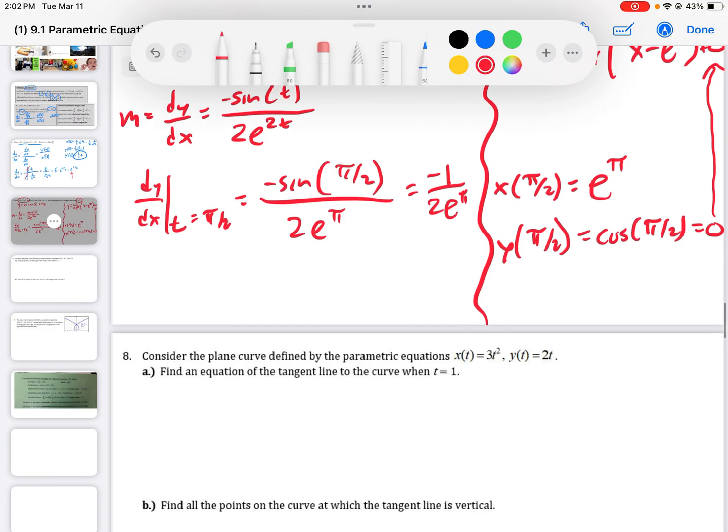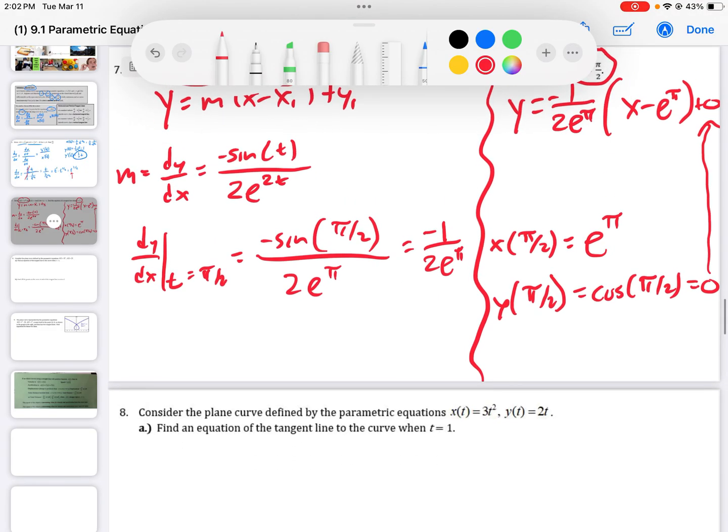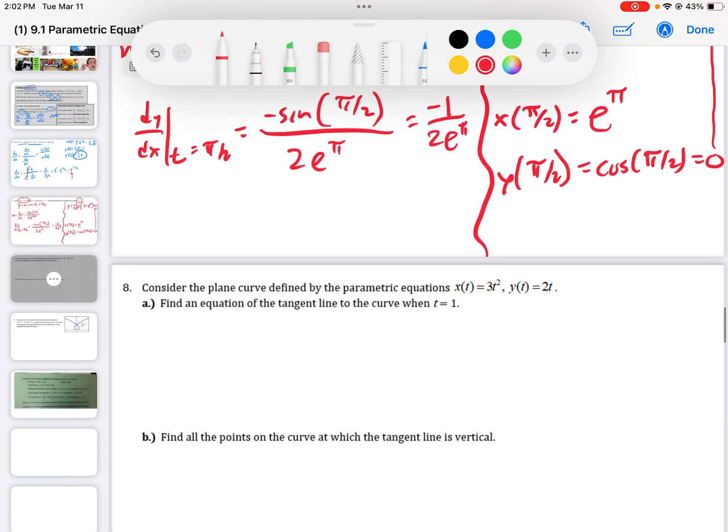All right, what's next? Find an equation of the tangent line to the curve when t is 1. This would be a good one to pause, try this one on your own, and then unpause and see if you got it right. Because what we just did, but it's on your own. Equation of the tangent line.